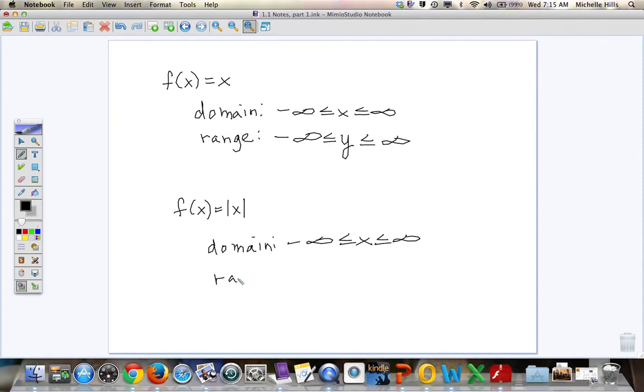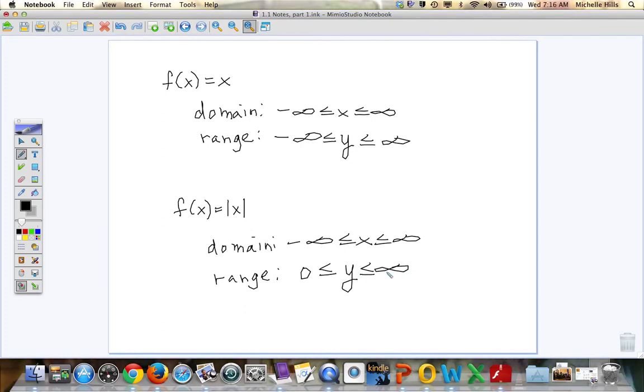But my range now, 0 is less than or equal to y, but then it continues to go vertically forever, is less than or equal to positive infinity. So when we get to the activity in class, make sure that you know domain and range. Now, if you missed class and you're just taking these notes because you missed class, there is an activity that we started in class as well. So make sure that you get that.